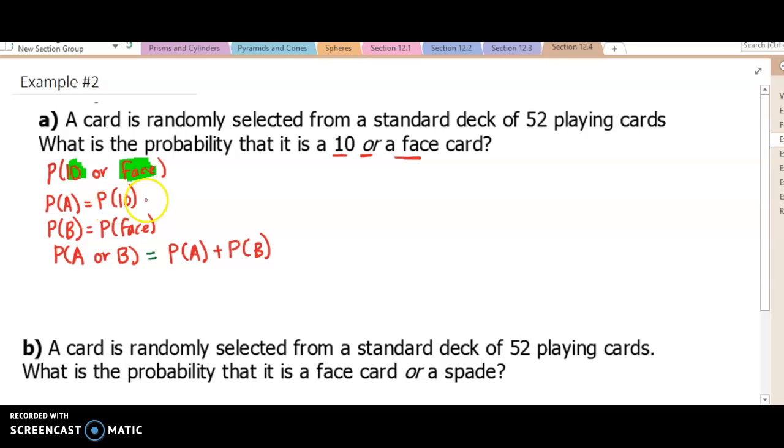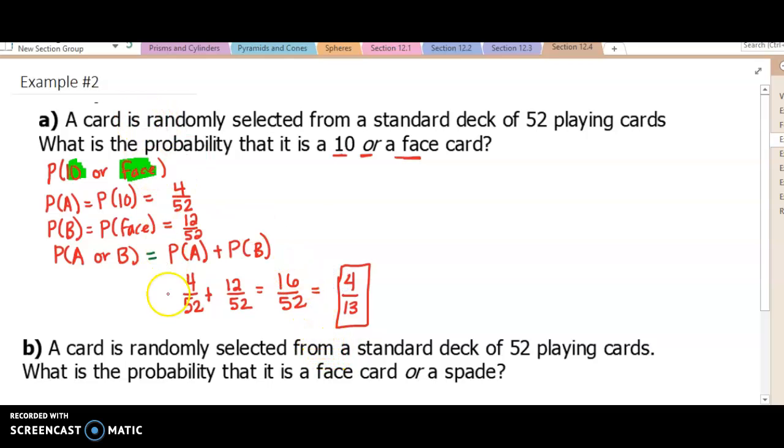Okay, well, the probability that it's 10, well, guys, there's 4 10s out of the standard 52 cards, one for each suit. And then the probability that it's a face card, we have Jack, Queen, and King for all 4 suits, which would be 12 out of 52. Okay, so I'm going to substitute 4 out of 52 for probability of A and 12 out of 52 for probability of B, which is equal to 16 out of 52, which reduces to 4 out of 13.